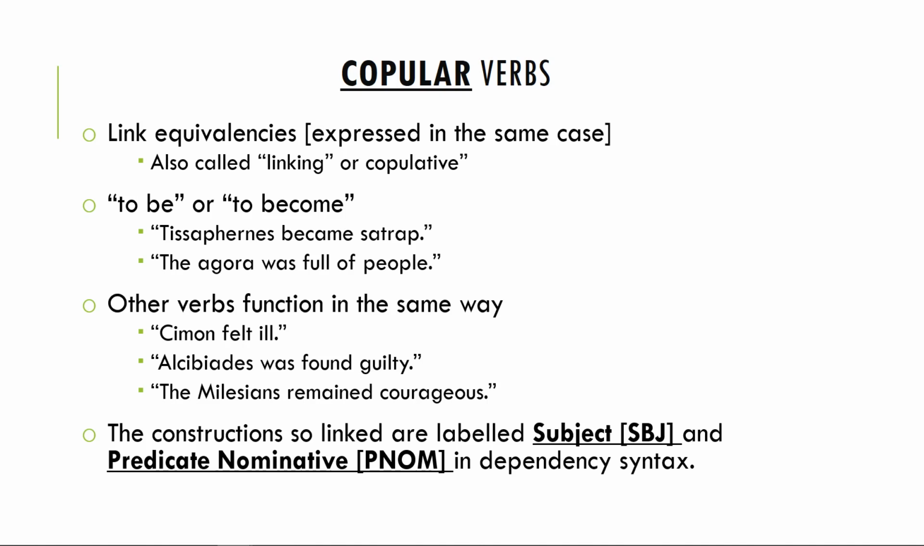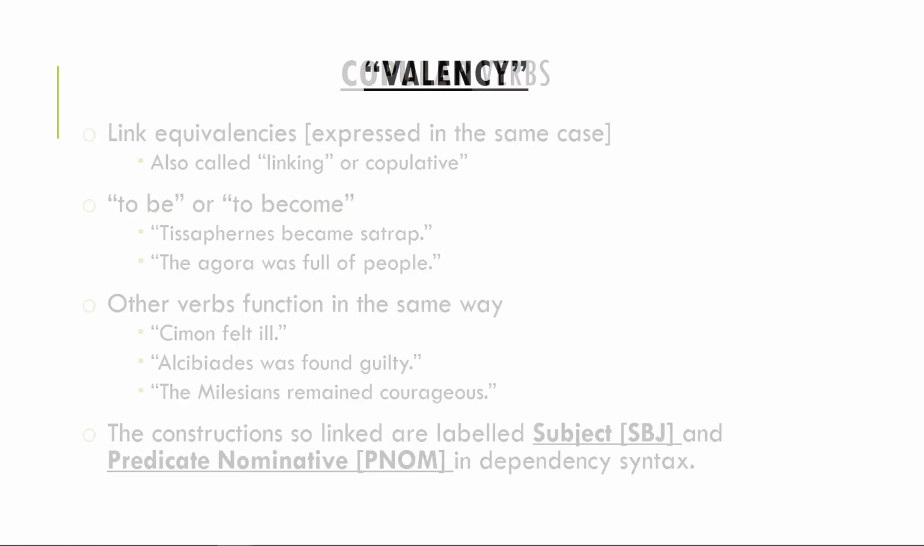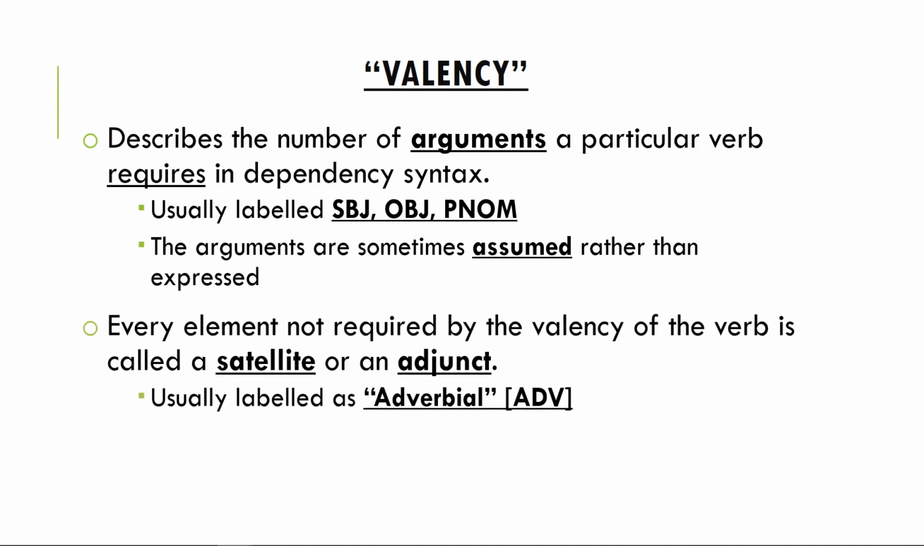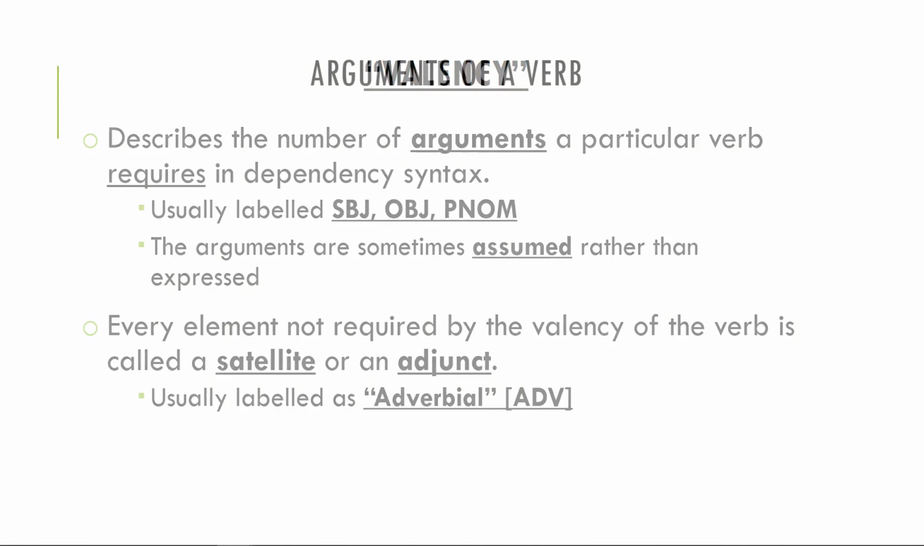So what is valency? This is where we started a minute ago. Valency is the arguments that a verb needs to have, it requires, in order to complete its meaning. Normally they're labeled subject, object, or penom. They are sometimes assumed rather than expressed, but it has to be there, as opposed to things that don't have to be there, which are called, in technical terms, satellites or adjuncts, usually labeled as adverbs. So what am I talking about?